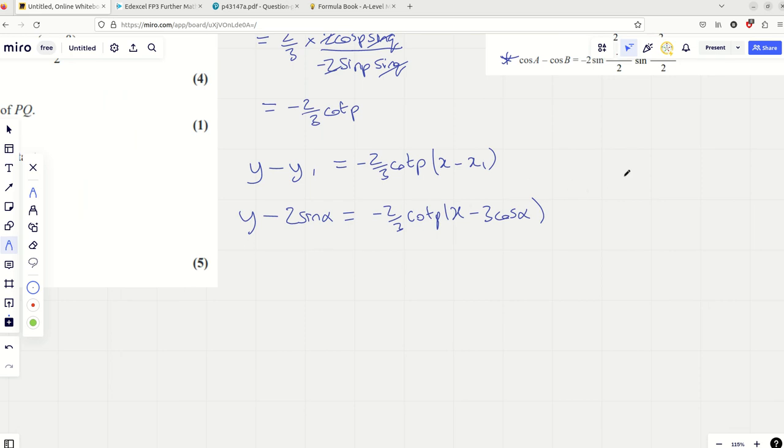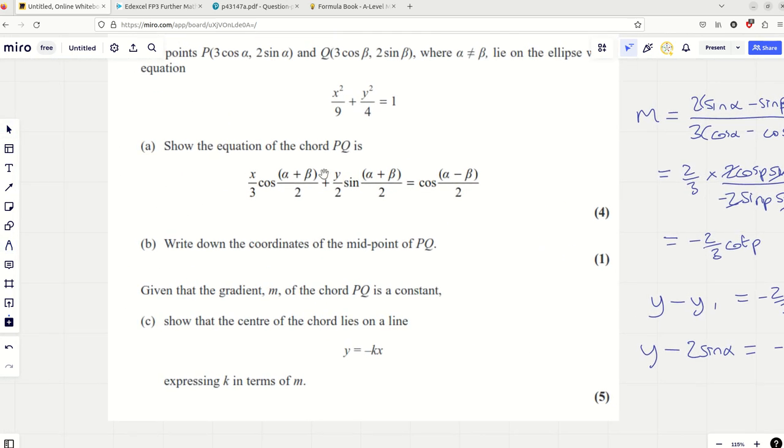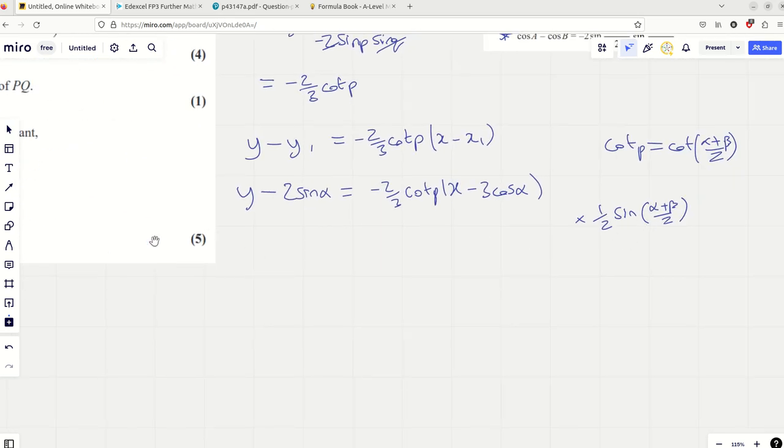And I suppose now it might be handy to remind ourselves that cot p is cot of alpha plus beta over 2. Now, if you look at what we're trying to end up with, we're trying to end up with y over 2 sine of alpha plus beta over 2. And that's why I'm going to times this all by that, because I need y to be multiplied by a half sine alpha plus beta over 2. So probably this is the way to go. Okay, this is going to give me y over 2 sine alpha plus beta over 2 minus 2 sine alpha, oh no, the 2's going to cancel, but then you're going to be left with sine alpha plus beta over 2.